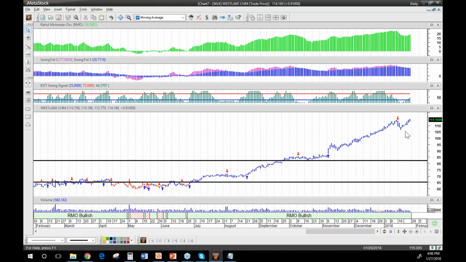This thing looks like it's starting to come up. We'll probably move our stop to right here if we get a buy signal in the next day. So on Westlake, this has worked great over the last couple of years. We bought our position at 65, it's 114, and we're looking to move up our stop right now. Our stop loss right now is at about 82 bucks.